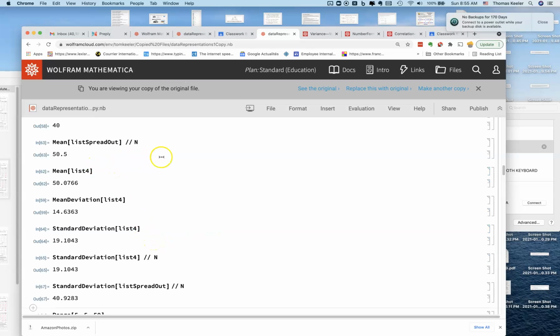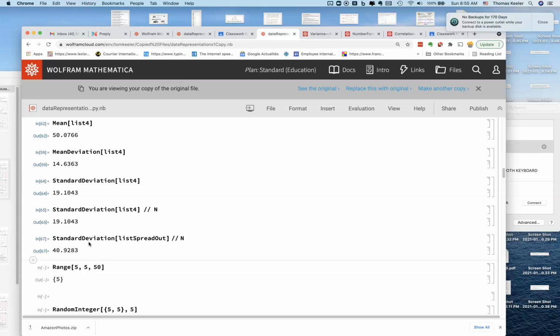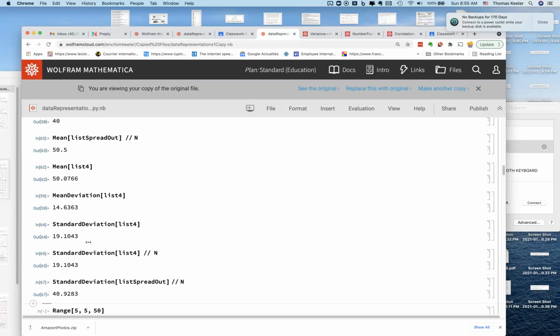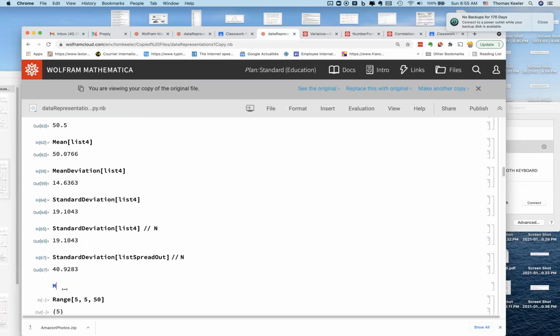So the list spread out has a standard deviation of 40, whereas the mean so now we want to say, well, what's the mean deviation of the list spread out? So we put in mean deviation.